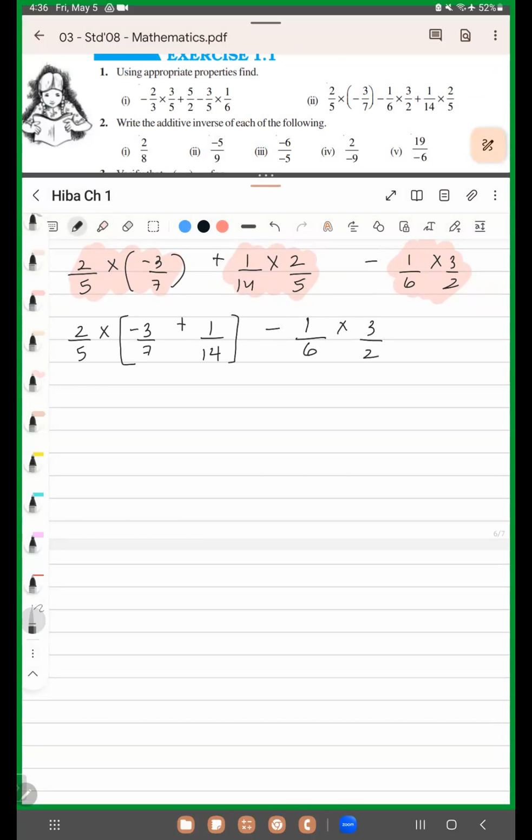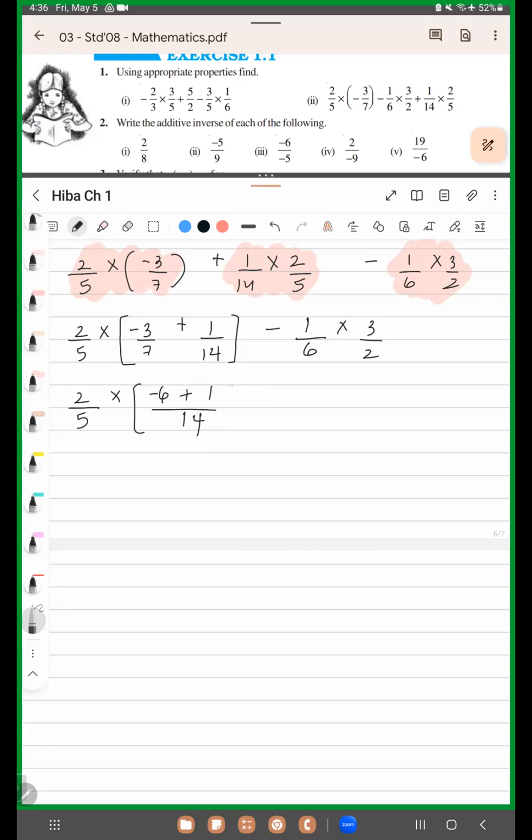So we take the LCM of 7 and 14. What will be the LCM of 7 and 14? 14. Very good. It is 14. Then what do we write over here? Minus 6 by 14 plus 1 by 14. So we have taken this LCM, which is 14, as a common denominator. है ना?